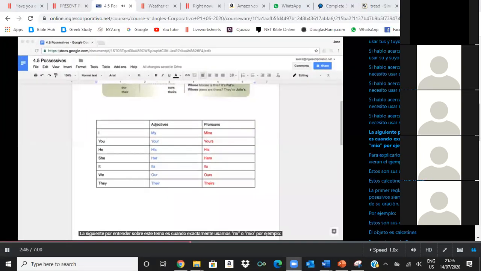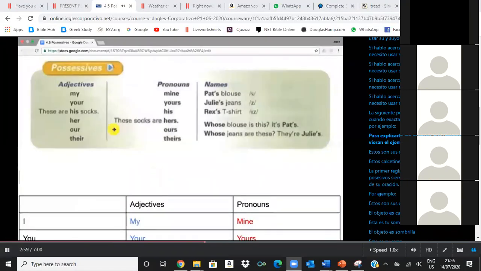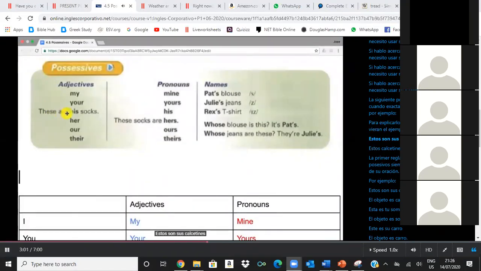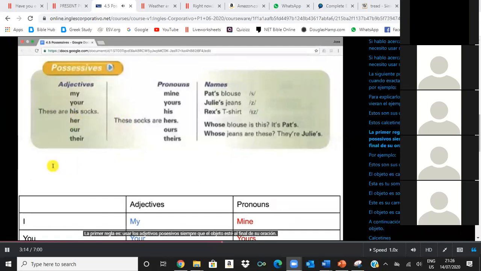The next thing to understand about this topic is when exactly you use my or mine, for example. In order to explain that, I would like for you to look at the example on the screen. These are his socks. These socks are his. We want to keep the same example. So the first rule to learn is you will use possessive adjectives whenever the object is at the end of your sentence.